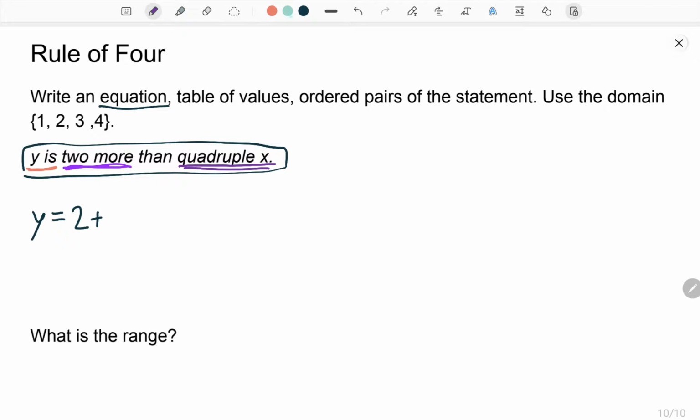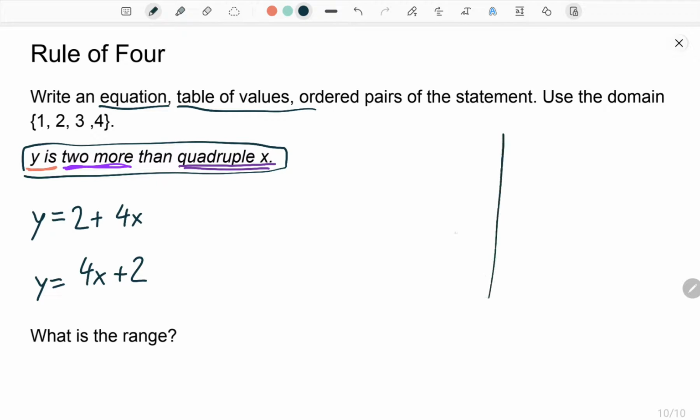The next part is then quadruple x. So we need that quadruple x. So 4x. It might say something like quadruple some number. Here we're already told that that mystery number is x. And sometimes we like to write this with just our x part first, so 4x plus 2, as in 2 more than that 4x. But both are correct.